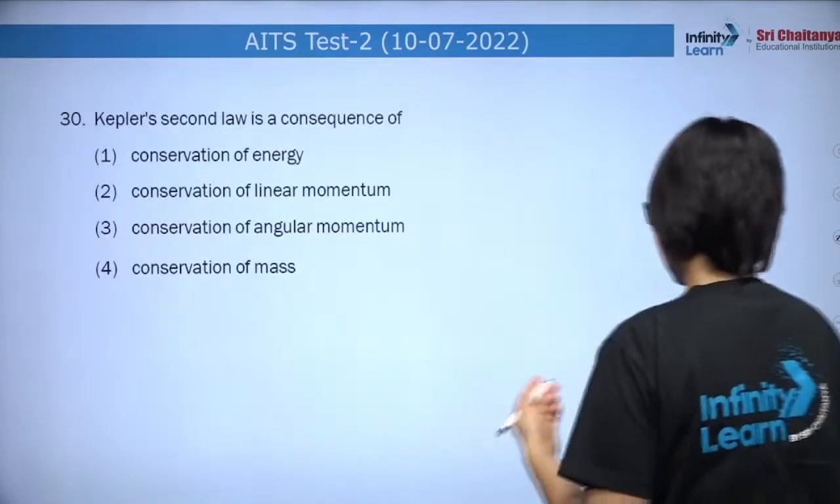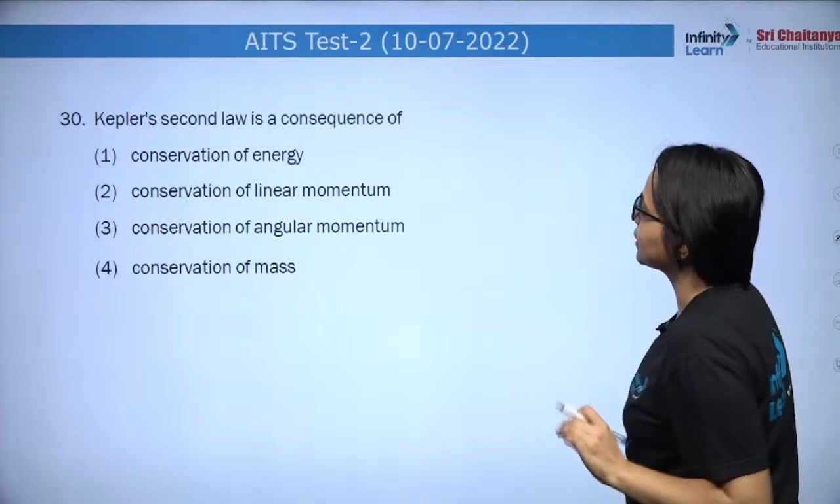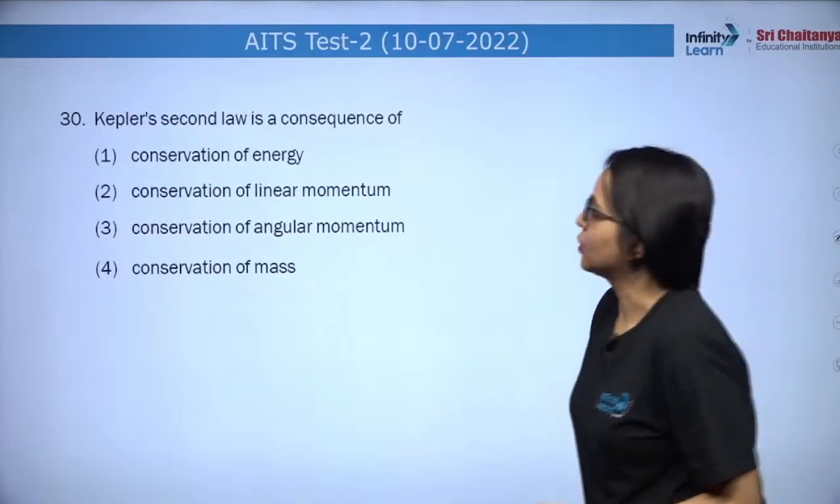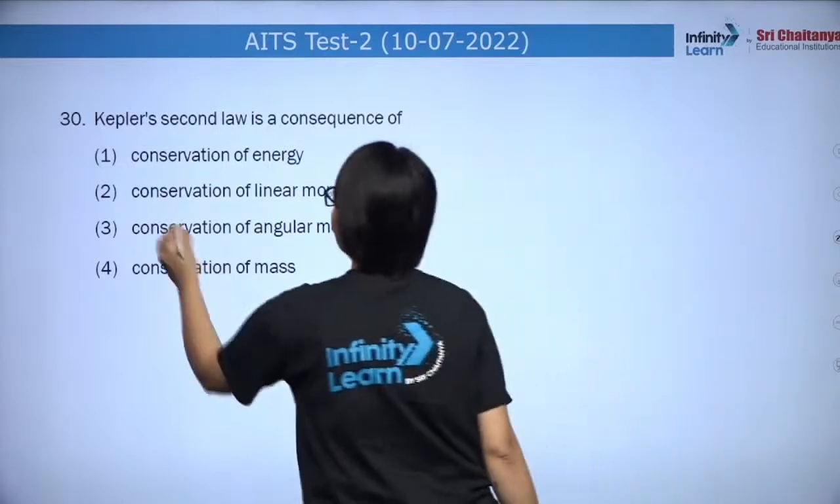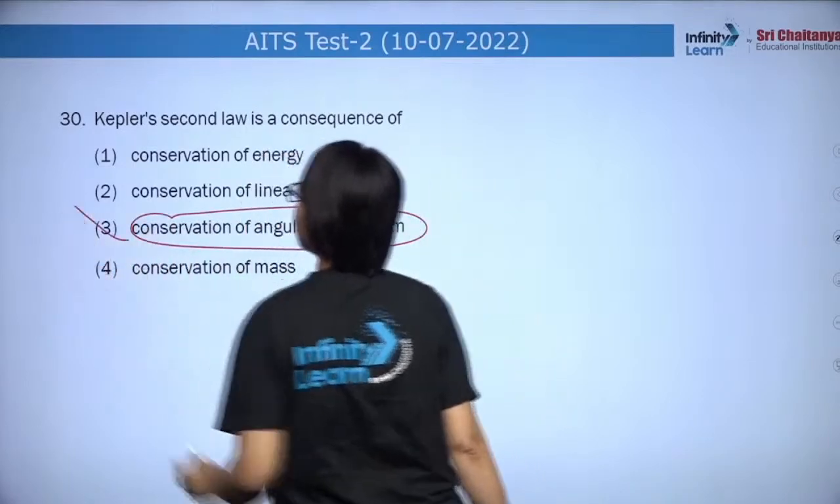Next is question number 30. Kepler's second law is a consequence of. So it is a consequence of conservation of angular momentum, which is option 3.